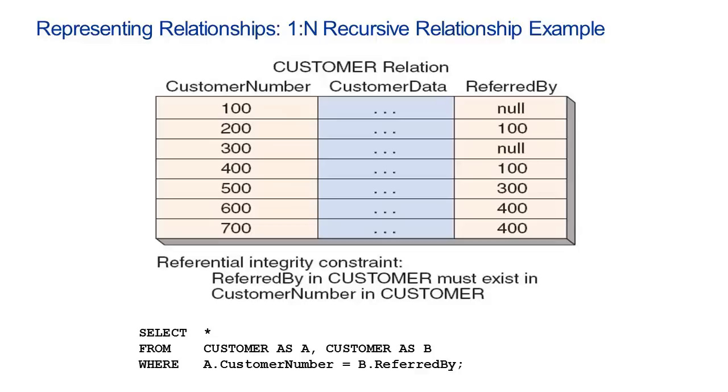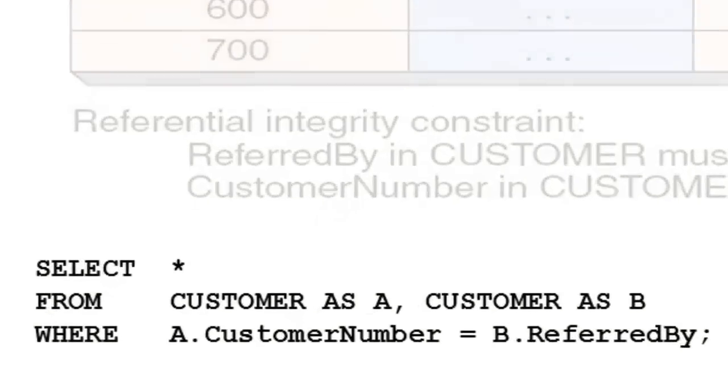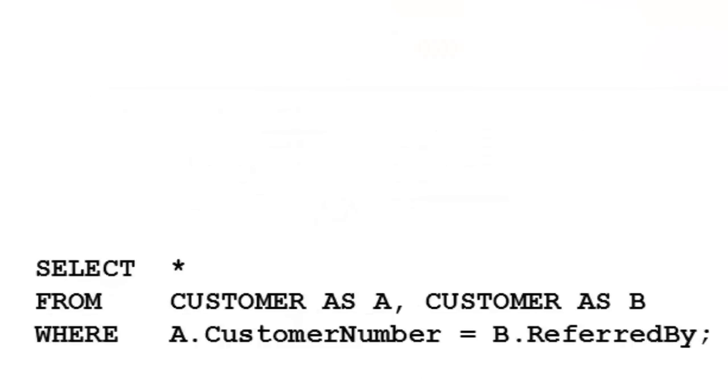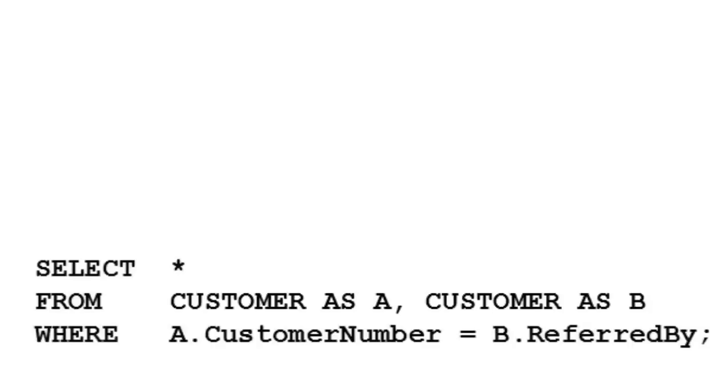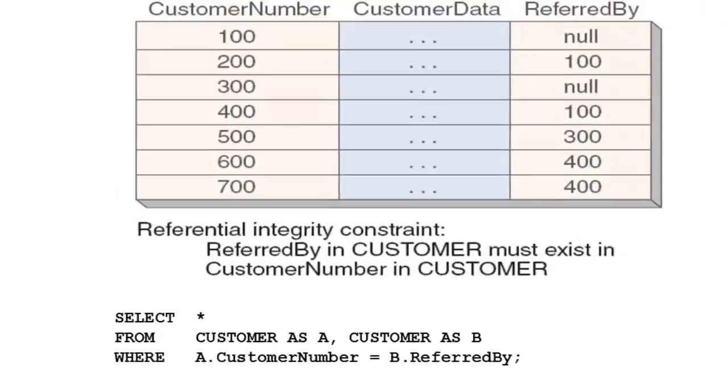So referred by in this example is a foreign key link which enables the one-to-many recursive relationship within the table. Notice that the strategy for writing SQL queries for this type of recursive relationship is the same as the strategy that we used for a one-to-one recursive relationship. That is, we simply query the same table twice, giving each instance of the table a different name, here A and B, and this allows us to join the table to itself.